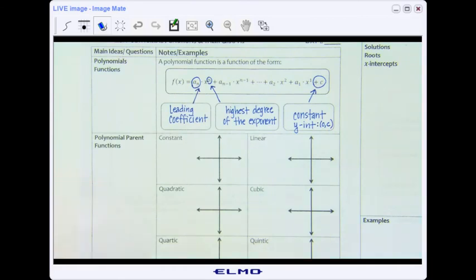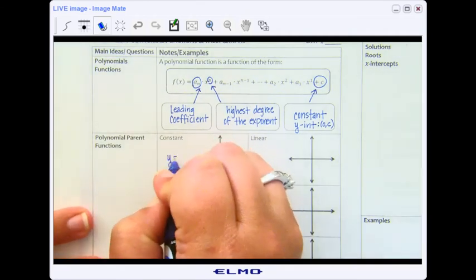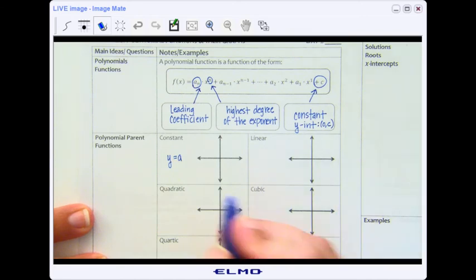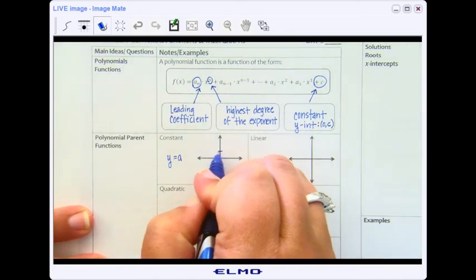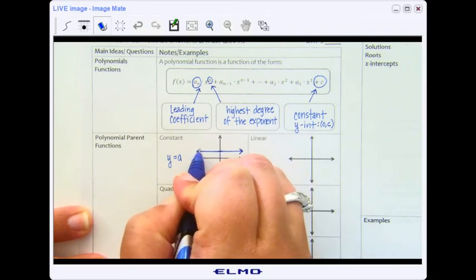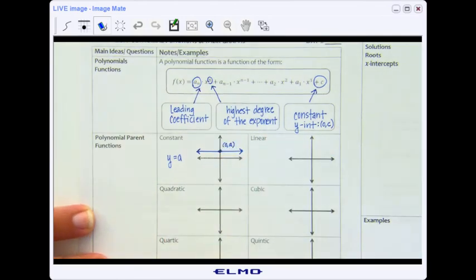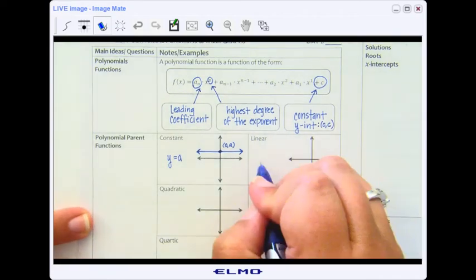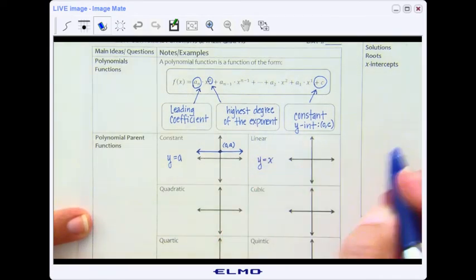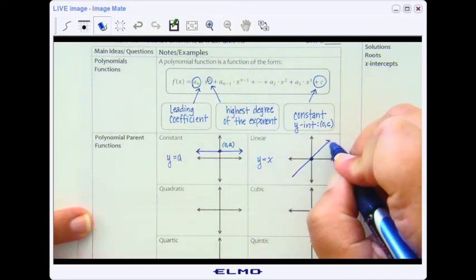We've talked about the various types of functions. Some that we have not discussed and some that we have include the constant function, which is of the form y equals a, where a is some real number. Y equals a is a horizontal line passing through the point (0, a) on the y-axis. A linear function is of the form y equals x. It passes through the origin and has a positive slope.